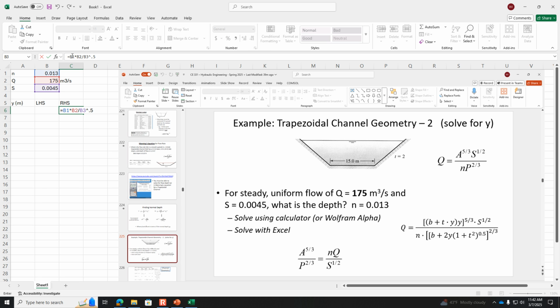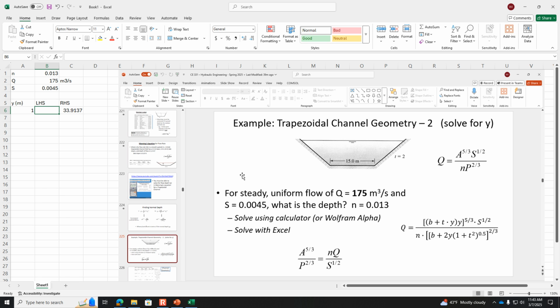And I want to anchor those references, so I'll use the F4 button to put in the dollar sign so that when I drag it down, it's always looking at those same header variables there. Okay, now let me guess, like what is the depth that for this channel gives us a flow rate of 175? So is it a depth of 1 meter? I don't know. But what would be the left-hand side of the equation if it was 1 meter?